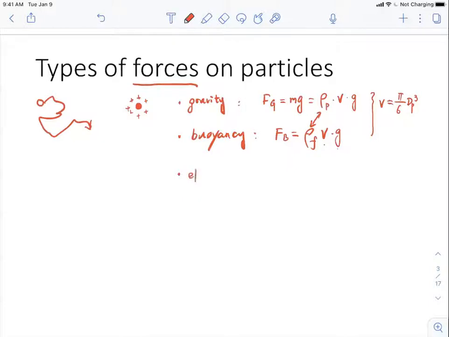That is the electrostatic force, Fe, equal to Q multiplied by E, where Q is the charge on the particle, and E is the electric field strength.